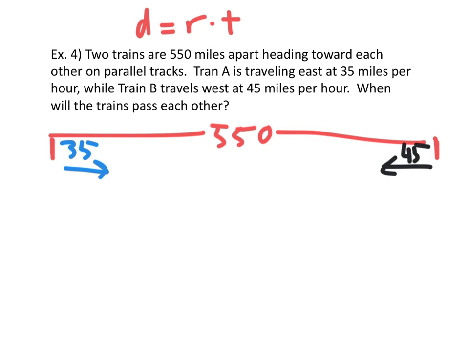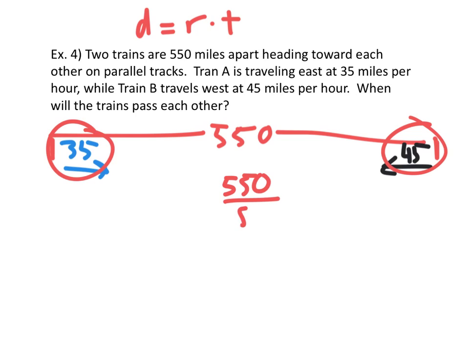So the fact is that if you take your 550 and divide by the 35 and 45 together, which would be 80, that would give you your final answer, which is 55 divided by 8, which is almost 7, so about 6.9. So that would be your answer as to when the trains will pass each other: 6.9 hours. Now, that's using logic.